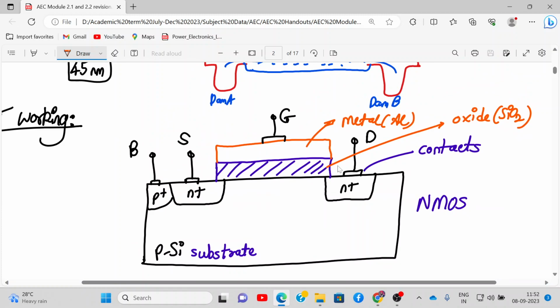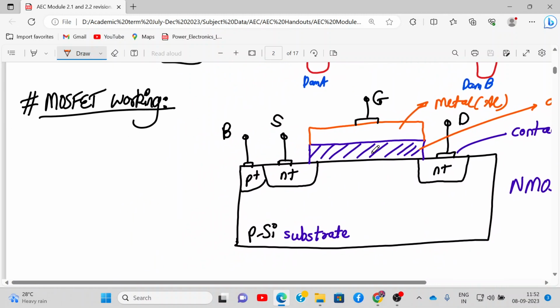Okay, this is the construction. Alright, body terminal normally is connected to the ground, so even if you don't show it, it's fine, but it's there. You remember it's there. It's a 4-terminal symbol: body, substrate, gate, and drain. And I'm going to explain the working of it.